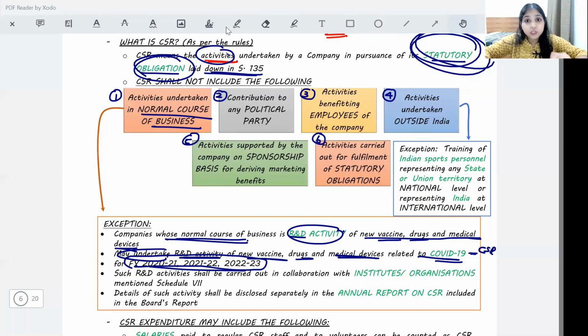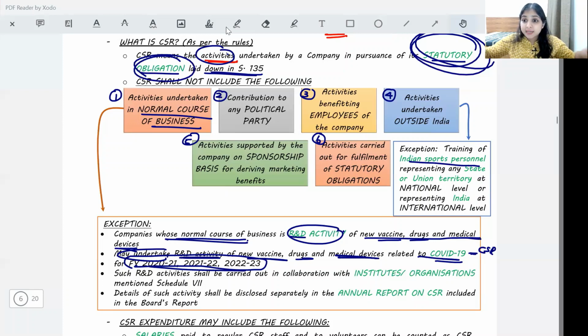Number 4, if I'm going to undertake any activity outside India, it will not be considered as CSR. But here also we have an exception. I am doing an activity outside India. What activity? I am training Indian sports personnel. I am training Indian sportsmen and sportswomen outside India. I am giving them training facilities outside India. These sports persons are either national level or international level sports persons.